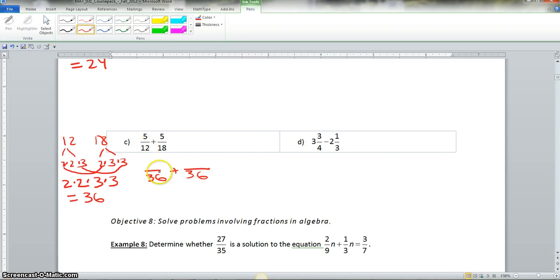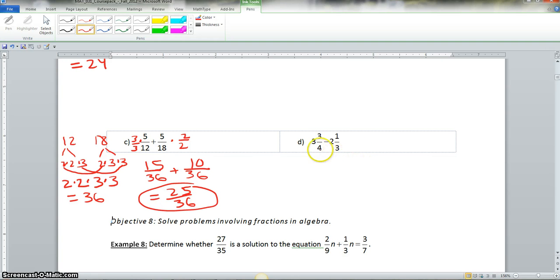So you say 12 times what is 36? We know that's 3. So 3 times 12 is 36. 3 times 5 is 15. Now we say 18 times what is 36? We know 18 times 2 is 36. And 5 times 2 is 10. So our final answer here would be 25 over 36.